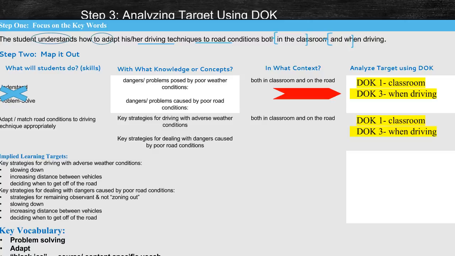And then if you remember, we had another skill also, which was adapting and matching road conditions to driving techniques appropriately. So again, same thing, DOK 1 would be used in the classroom, which would be basic recall, and then DOK 3, which is strategic thinking out on the road. Now, just keep in mind that we didn't skip level 2. We naturally do that in the classroom while you're practicing for these assessments. So we're actually using all of the 3 levels, but we're just assessing on 1 and 3.